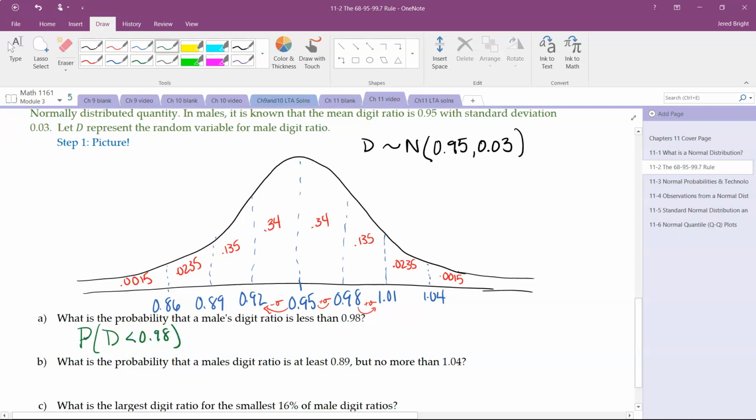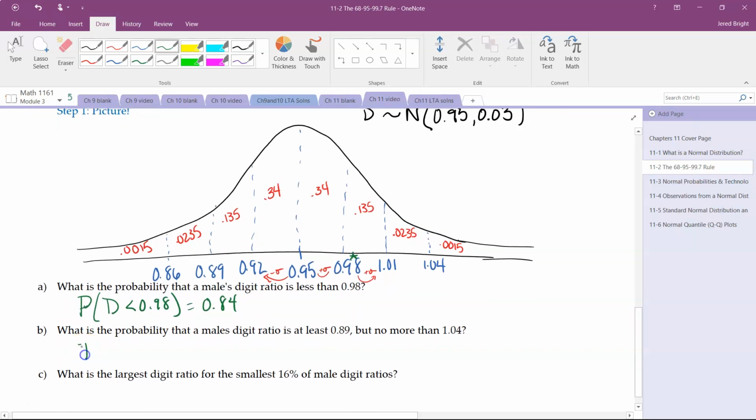Now this is why I like the diagram, because I can just go up there and say, okay, 0.98 is right here, and then I want to find when D is less than that. So I can either take out my calculator or just say, well, I know from the mean, that's 50% to the left, and then I add 0.34, I get 0.84.